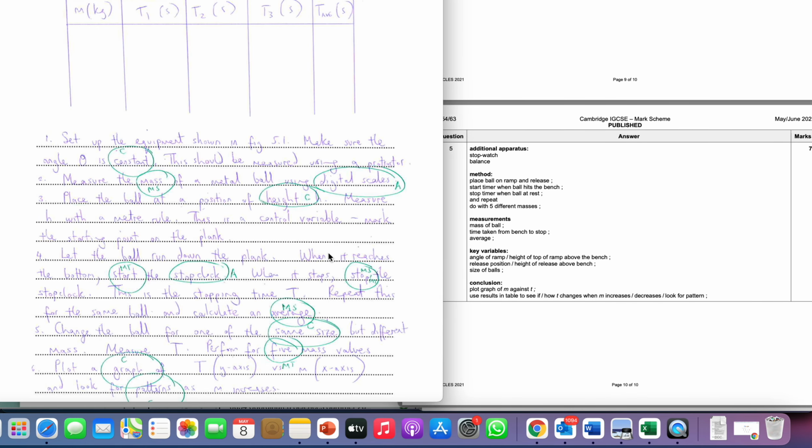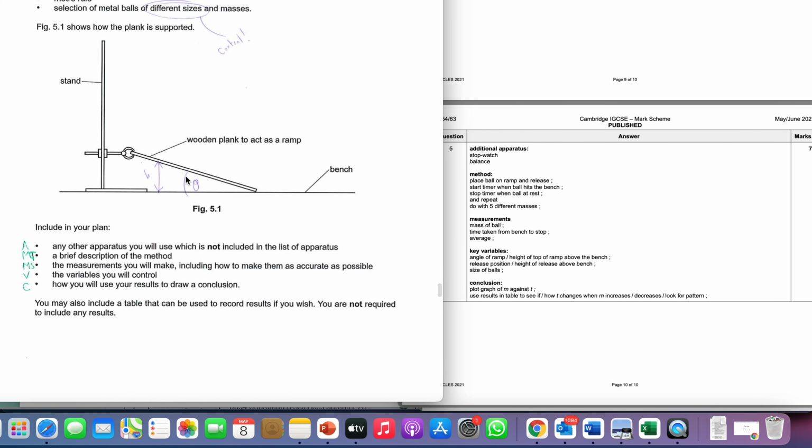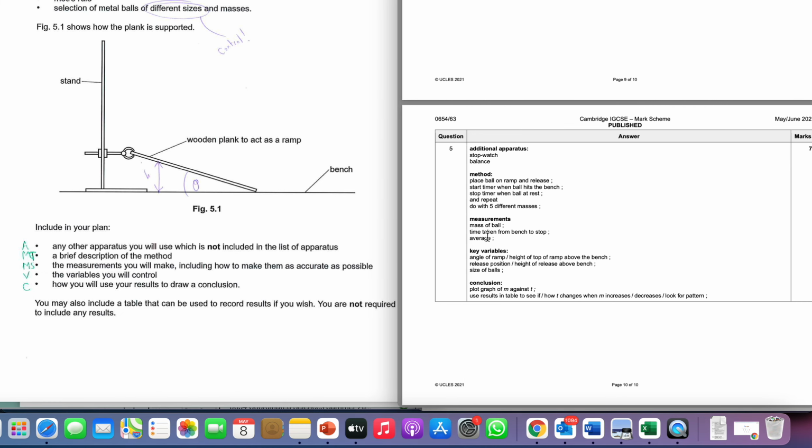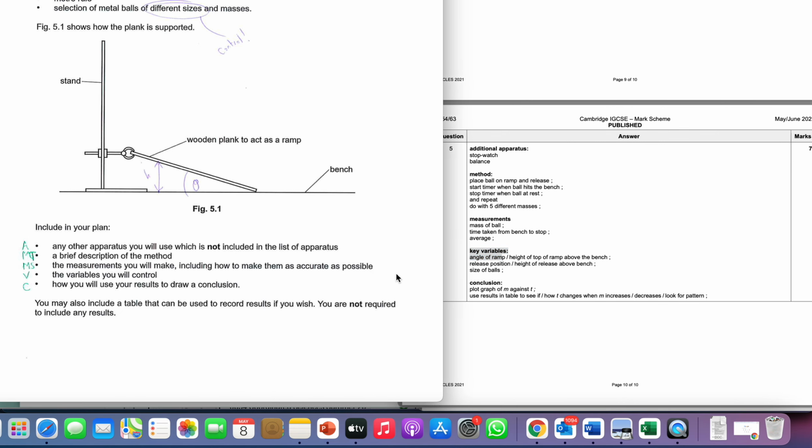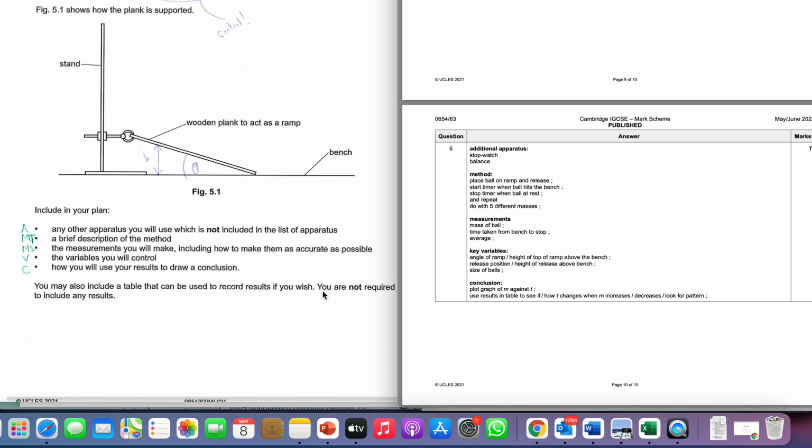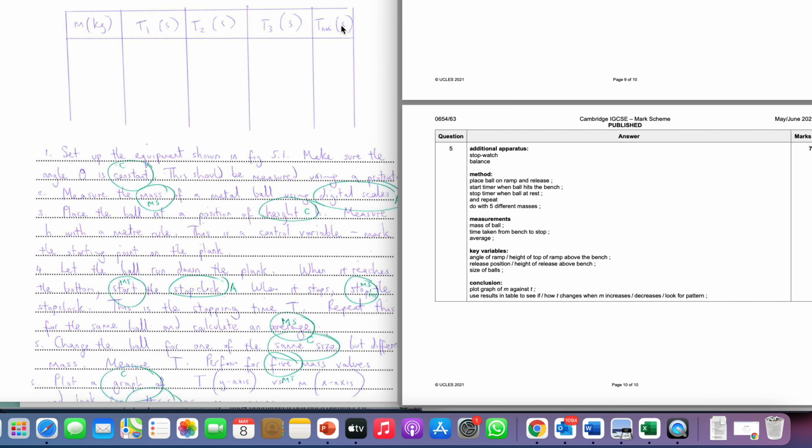We're going to set up the equipment shown in figure 5.1, and we're going to make sure that the angle, that's our angle there, theta, is constant. Let's have a look and see if I've got anything about that. Okay, key variable, that's a V. The angle of the ramp or the height of the ramp has to be the same. So this is going to be a control variable. It must be the same. Now there's other things, the release position and the size of the ball. If I've mentioned that anywhere, I might get another mark for those, but I've mentioned that the angle of the ramp should be constant. That's a good start. You might also want to talk about how we measure that. Well, yep, I've said that there.